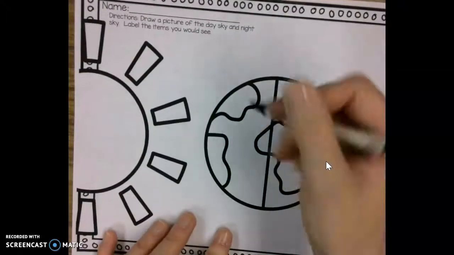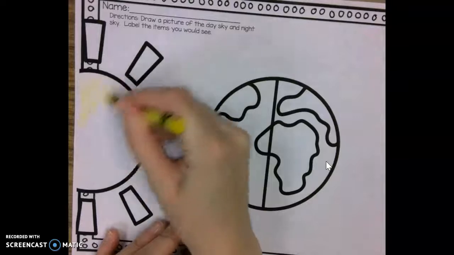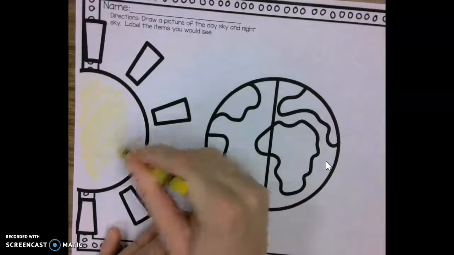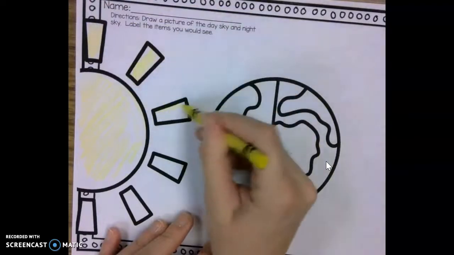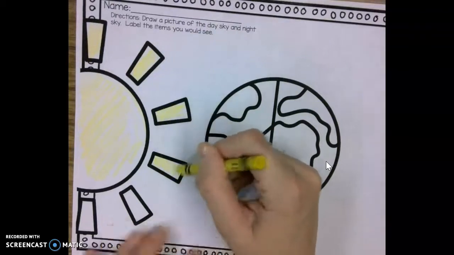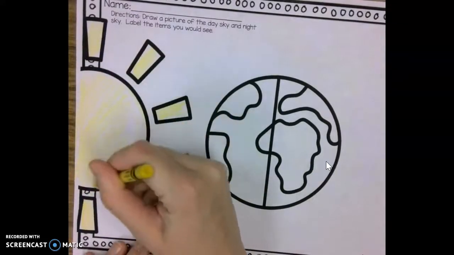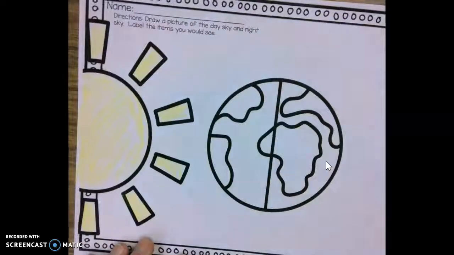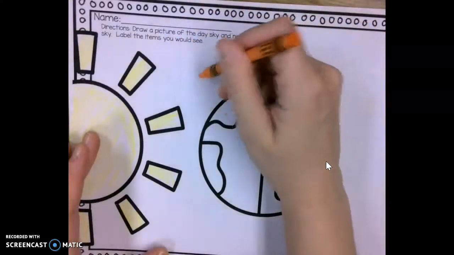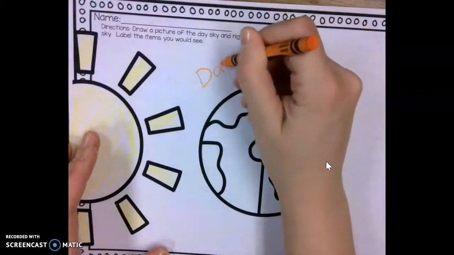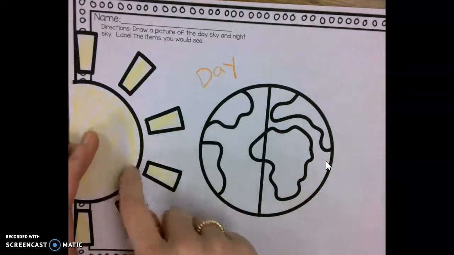So with my crayon, I would get yellow, and I would go ahead and color my sun. Okay, you can color orange if you like. I think that the sun is yellow, so I'm just going to color it yellow. Very nice. And you are welcome to take your time. You can pause the video if you would like to. Okay, there's my sun. And then in orange, I'm going to write day. D-A-Y. This is the day because this side is toward the light.